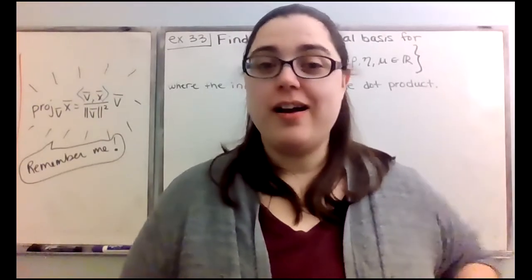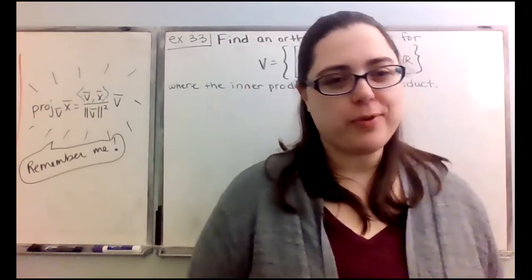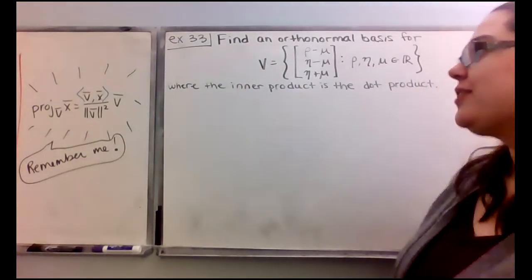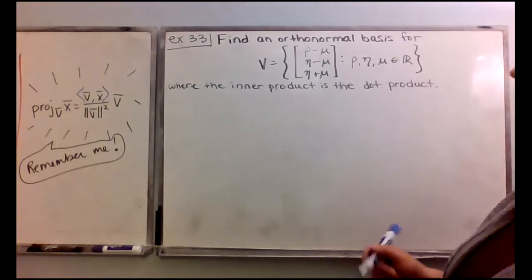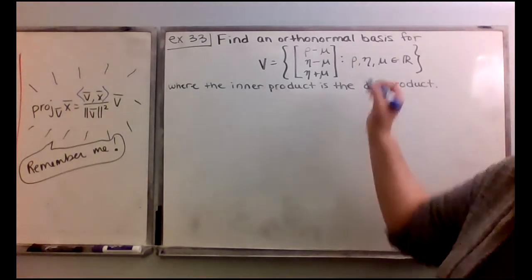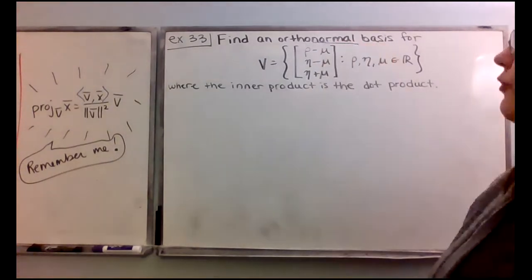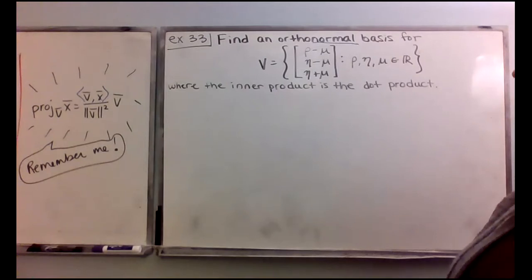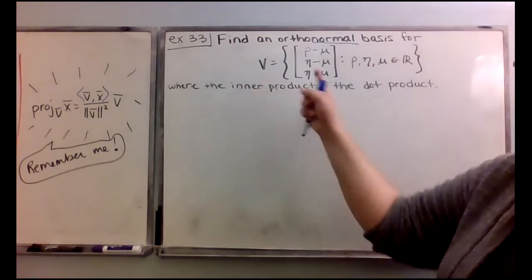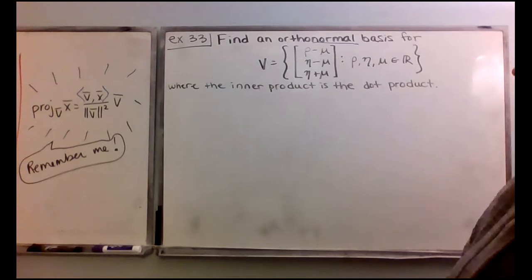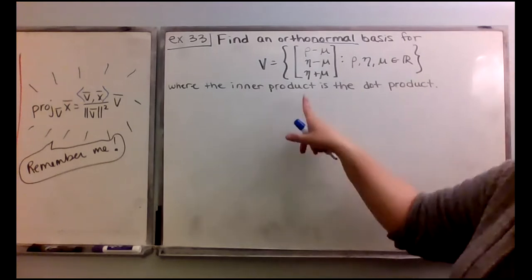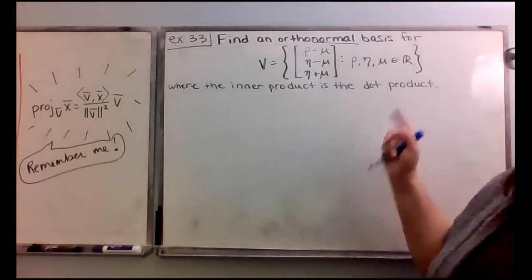Alrighty, folks, so here's the problem that we're going to be doing first. So example 33 says, let's find an orthonormal basis for this subspace of R3. So V is equal to the collection of vectors who look like this, and we're going to use the inner product is the dot product.